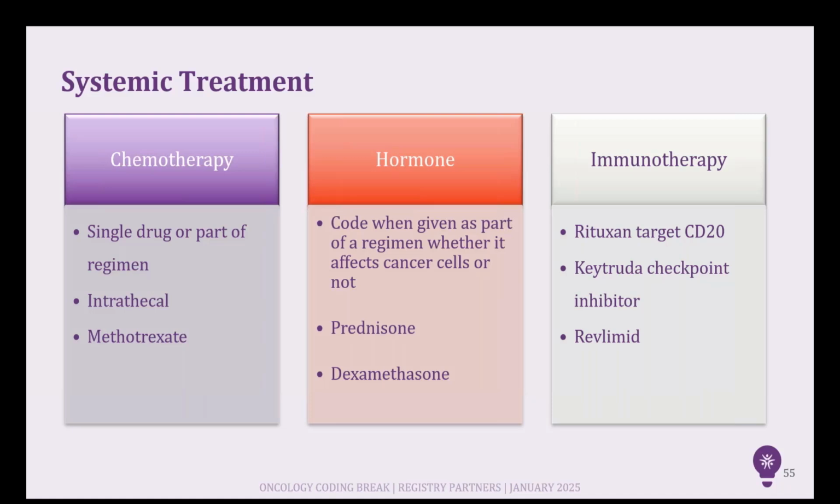Hormones may be included in regimens. Be sure that if there's a hormone included in the regimen that you're coding it to the hormone, whether or not it affects the cancer cells. And then immunotherapy may be given as a form of targeted therapy. For example, if the immunophenotyping reveals CD20 is present on the surface of the lymphoma cells, Rituxan can be given, and it binds to those cells. Keytruda and Revlimid are also used to treat various lymphomas.